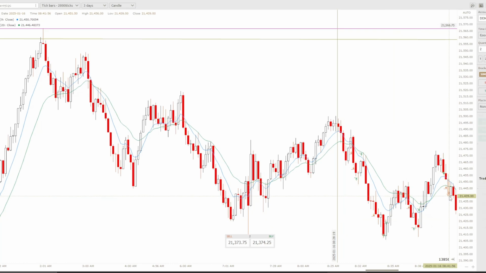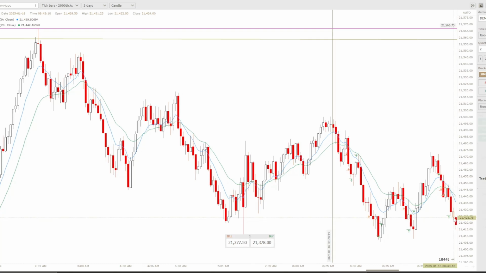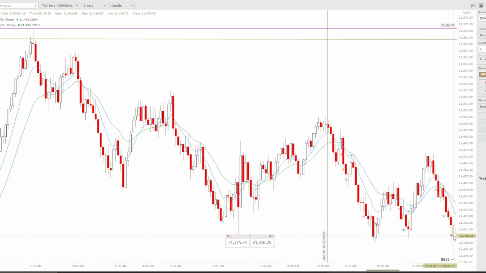So I'm short here, a modest stop just above the signal bar. I get a great fill on my first order there, and my second order is covered into the bottom of this, the low of the day here, the bottom of these 2 pivots. So that's an excellent trade, my biggest trade of the day.